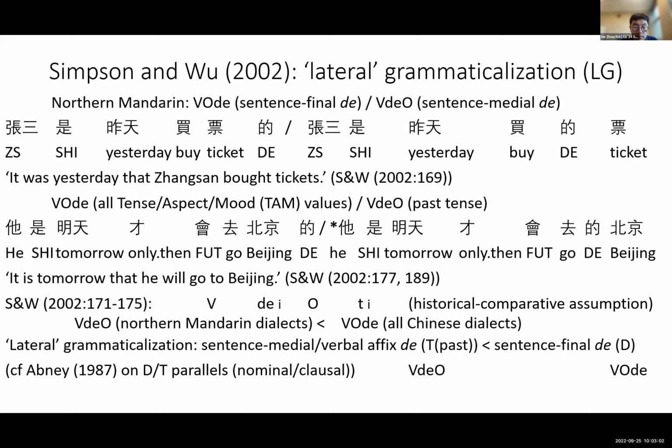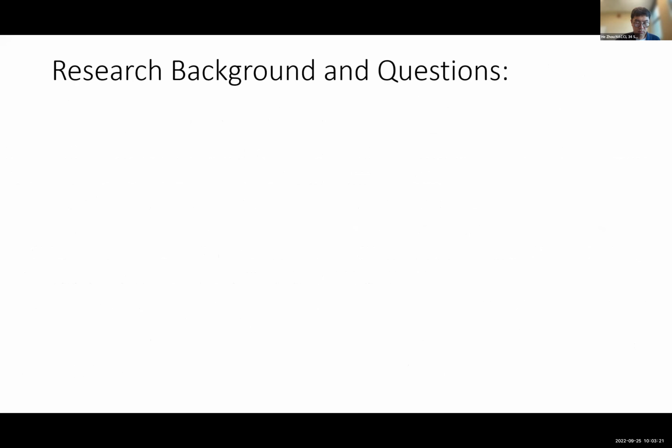Is reanalyzed from a D element to a T element. Many people, namely Abney, have done work on looking at the parallels between the clausal and nominal domains, how D and T are parallels in their respective domains. So yeah, this is very much in line with these sort of formal analyses. Right, so if we have a look at the research background, and also raise some research questions.